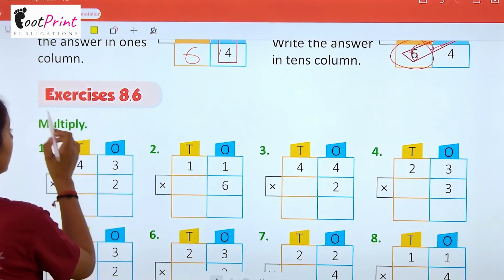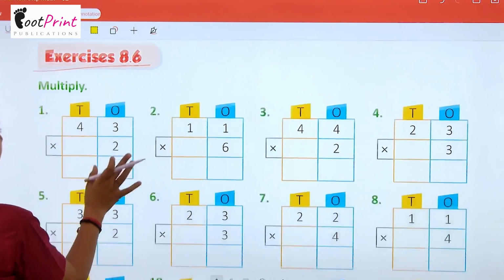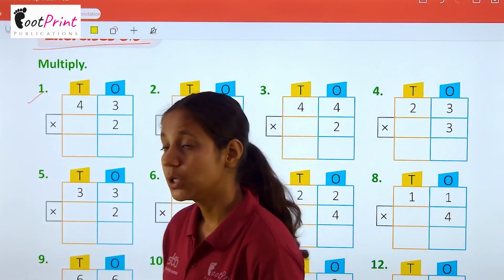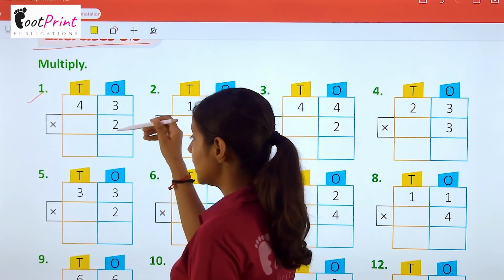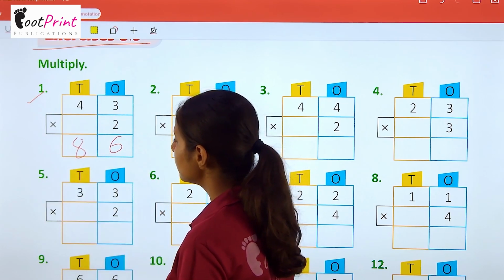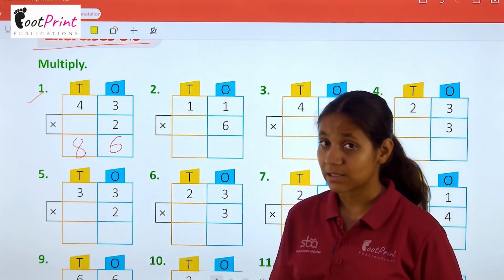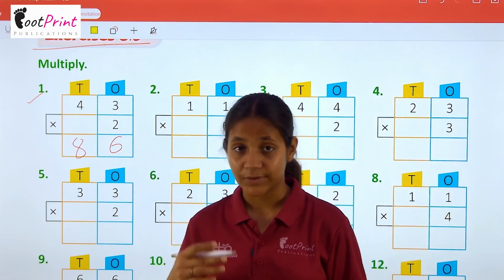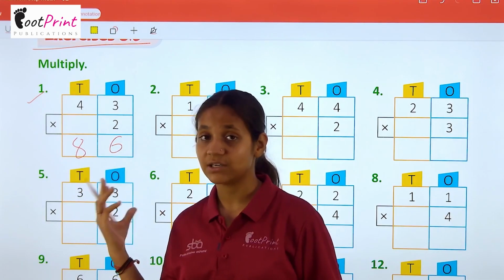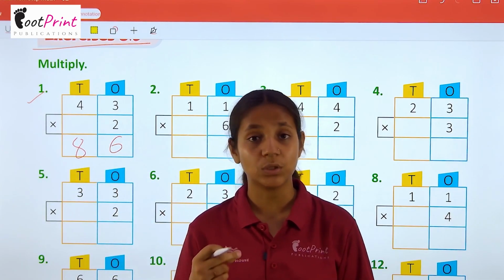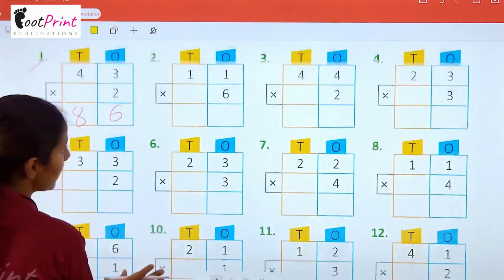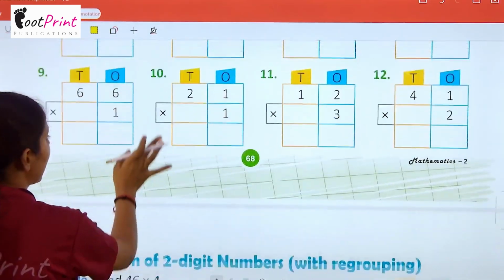Okay, now we have exercise 8.6. Multiply. Question number 1 says 43 multiplied by 2. So simply what we have to do here, we have to multiply. Read the table. 3 2s are 6 and 4 2s are 8. So now you will understand that when we are aware of the table and when we have learned the table, then we can do these kind of multiplication sums very easily within a minute, within seconds. Okay. Now the rest of the parts you have to do by yourself as I did in part number 1.